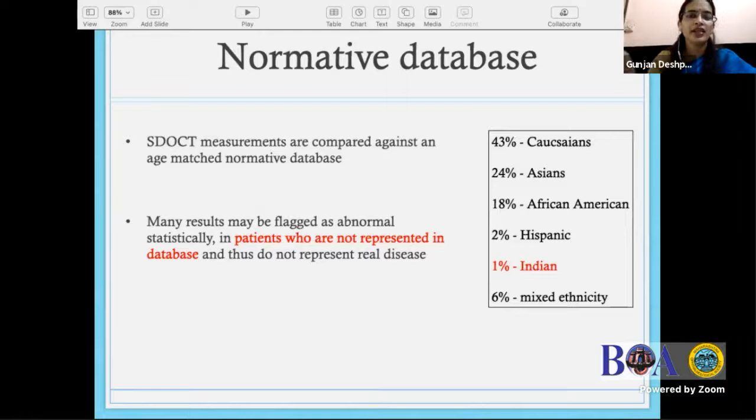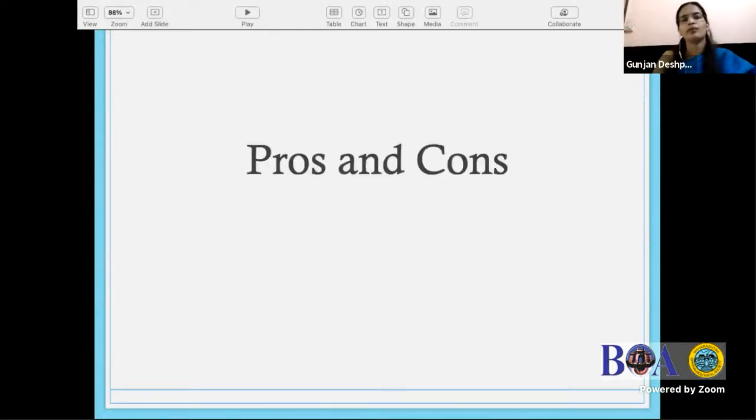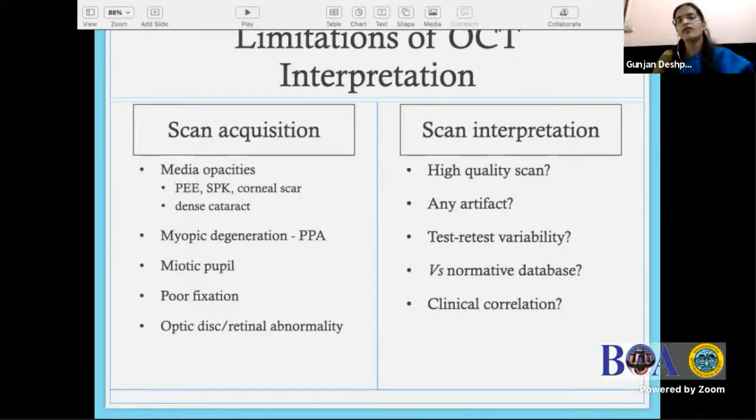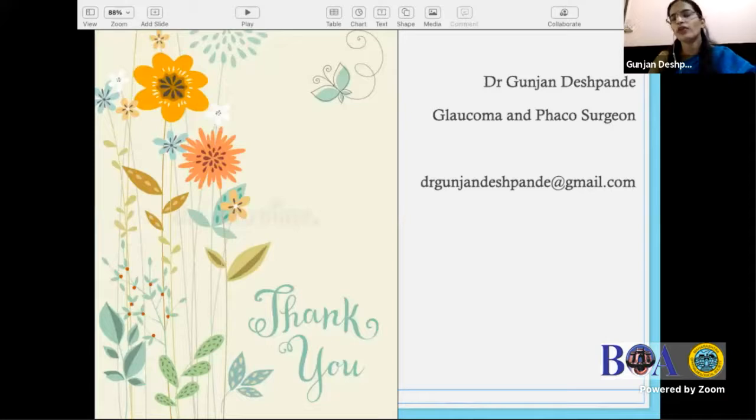Important part is, in the series, only 1% Indians' data was used, and yes for all others, and therefore we must be very, very careful when we try to analyze these patients. Thank you so much.